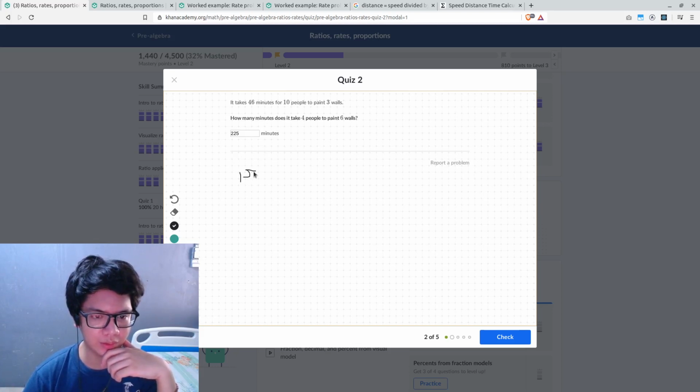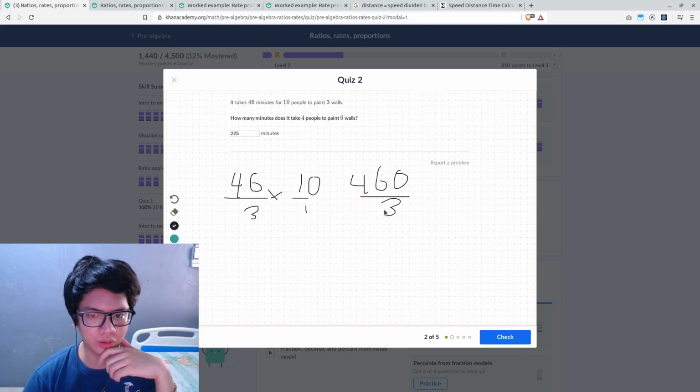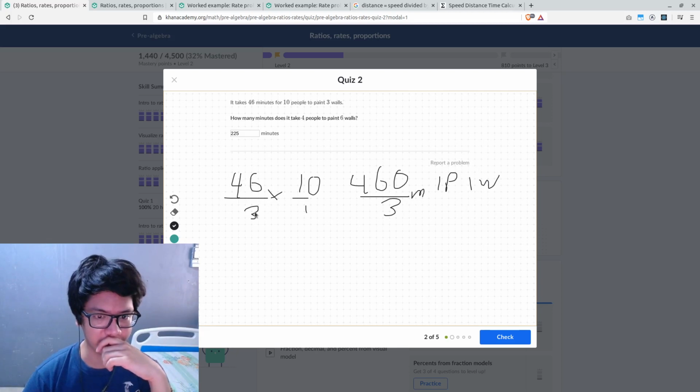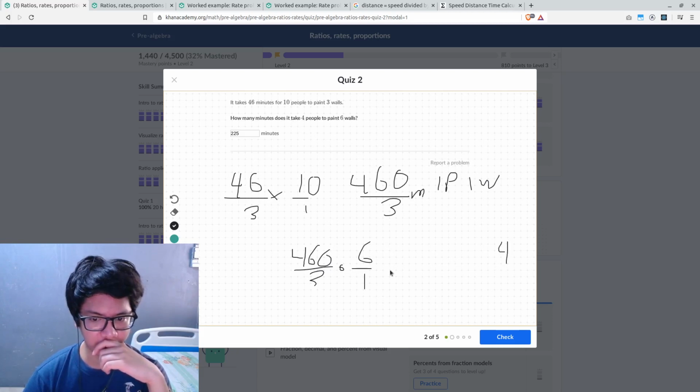46 divided by 3, that's 15. Or we can just say 46 thirds. And then multiply it by 10. So 460 over 3 would be minutes per wall, one person, minutes, one wall. So this makes sense, right? Divide by 3, then by 10. If you have 6 walls for that, so 460 over 3 times 6, then divide by 4, which is the same thing as multiplying by 1/4.